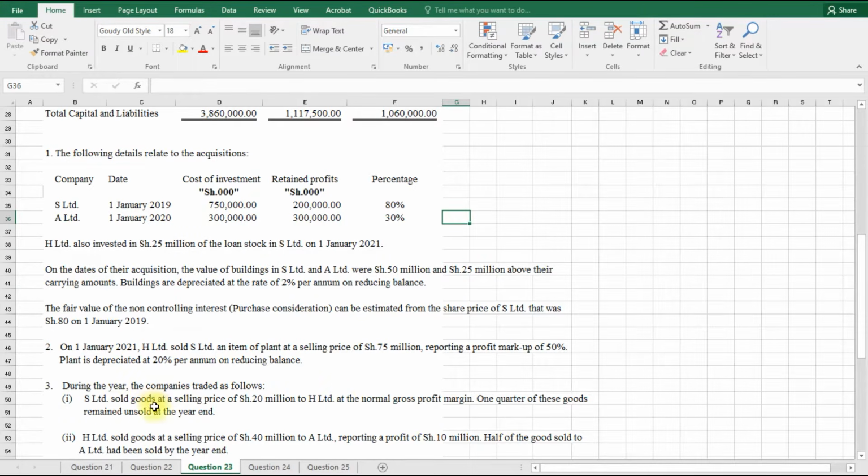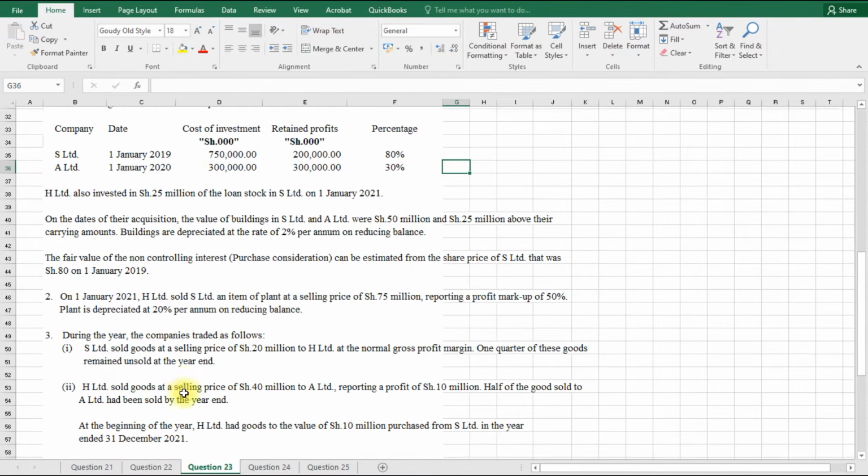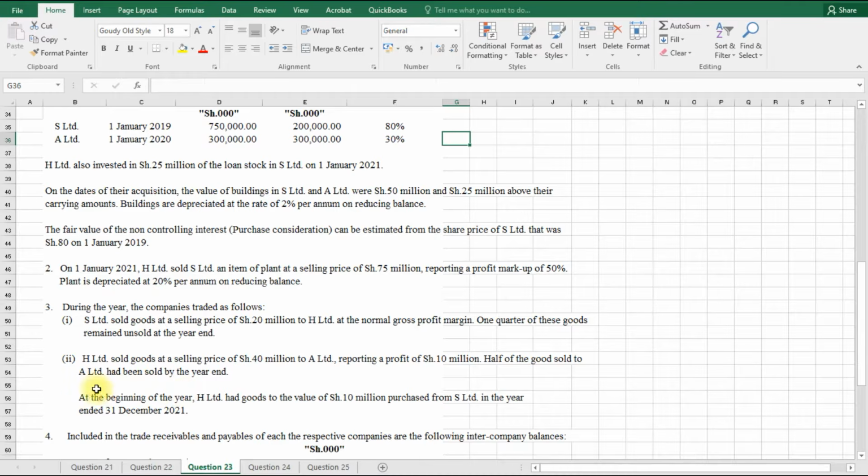During the year, companies traded as follows. S sold goods at a selling price of 20 million to H at a normal gross profit margin. 1/4 of these goods remained unsold at the year end. And number 2, H Limited sold goods at a selling price of 40 million to A Limited, reporting a profit of 10 million. Half of the goods sold to A had been sold by the year end.